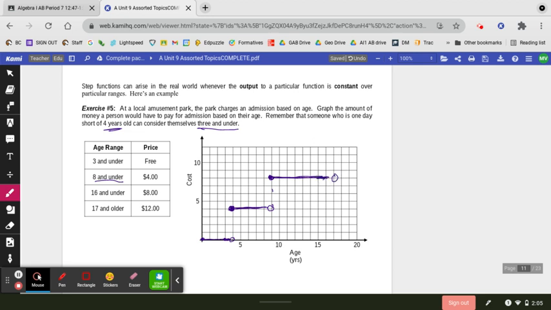Then 17 and older is $12. So 17 gets a solid circle, and to the right with an arrow, because it's as old as I can go, is $12. And that is a step function because you can see it kind of makes a set of stairs.